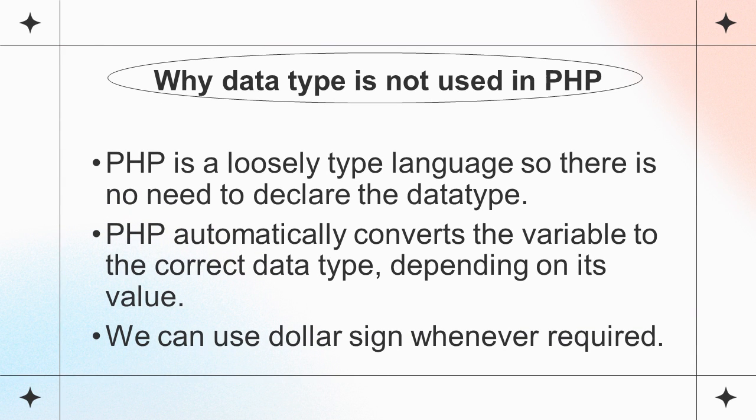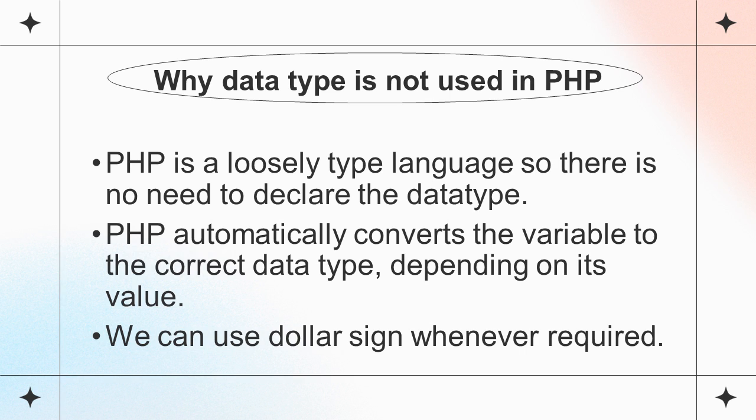But here is one new thing that is different from all other languages: data type is not used in PHP. I am using C language, C++, PHP, Java, .NET. In the other languages, I am using data types int, float, char, long, double, string. But in PHP, I am not using data types. Why is data type not used in PHP? PHP is a loosely typed language, so there is no need to declare the data type.